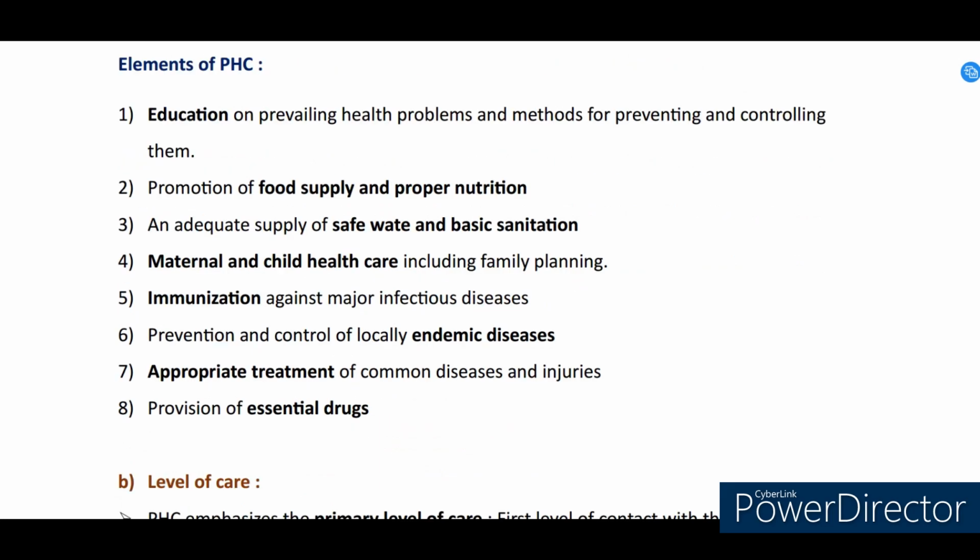Now, coming to the elements of primary healthcare: education on prevailing health problems and methods for preventing and controlling them, promotion of food supply and proper nutrition, an adequate supply of safe water and basic sanitation, maternal and child health care including family planning, immunization against major infectious diseases, prevention and control of locally endemic diseases, appropriate treatment of common diseases and injuries. The last one is the provision of essential drugs.